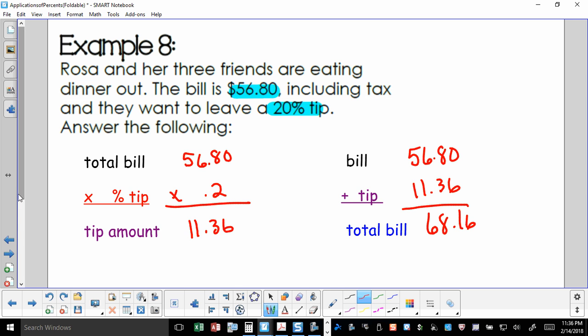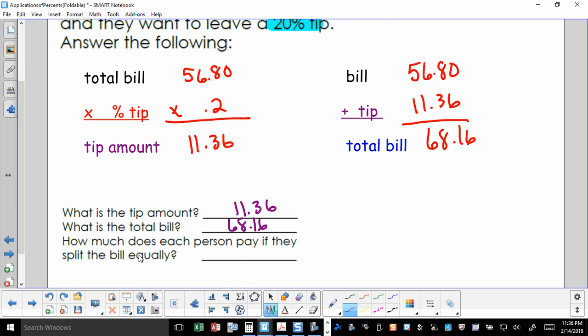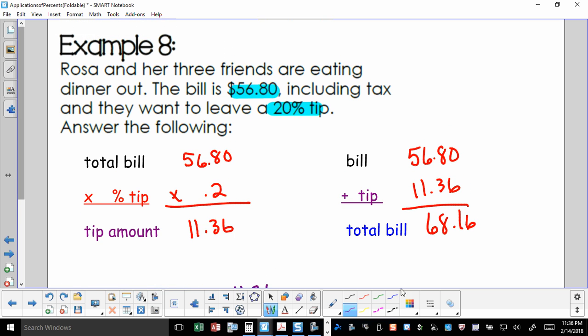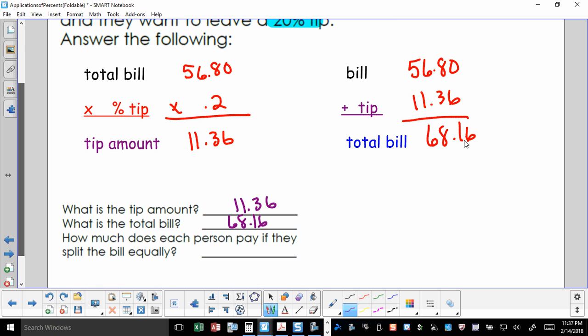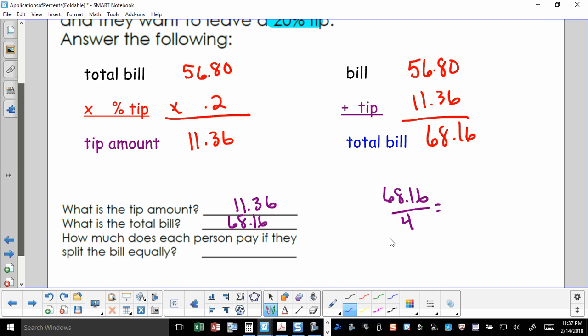All right, now we can answer some questions. What is the tip amount? $11.36. What is the total bill? $68.16. How much does each person pay if they split the bill equally? Well, how many people are we talking about? Rosa and her three friends. So we have Rosa plus 3 is 4. So we're going to divide the total bill of $68.16 by the 4 people. $17.04.